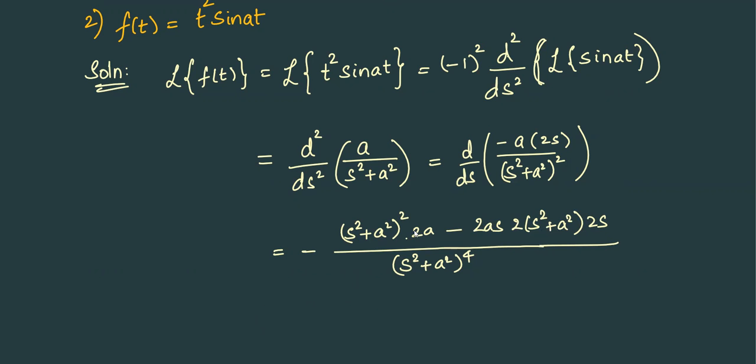So this s square plus a square cancels. We'll get s square plus a square, and 2a we can take common. s square plus a square minus 2a we take common. This cancels. Then you have 4s square minus 4s square times 2a.